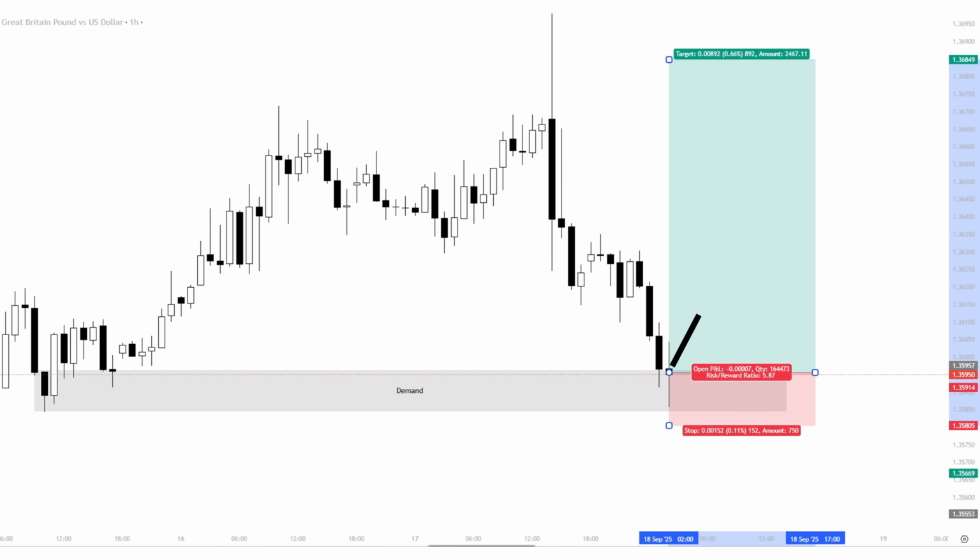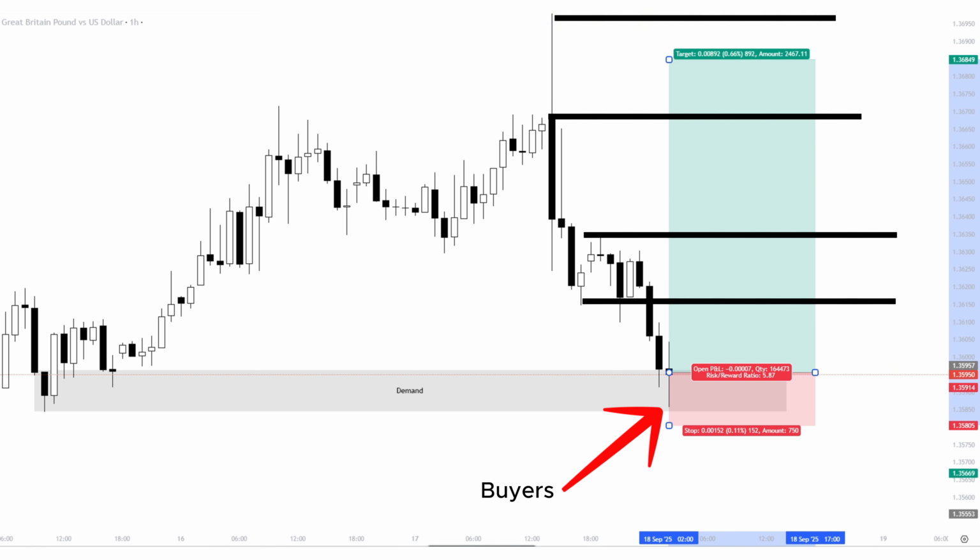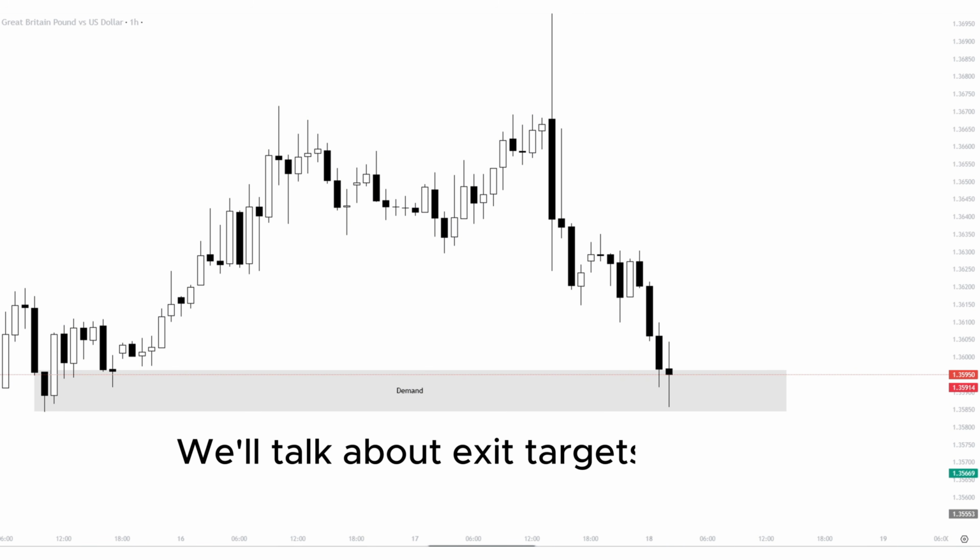Both of these actions increase buying pressure, which as expected should drag the market higher, which is why buyers from this demand look to target either some higher level, like for example a candle closure, or a potential supply zone, or even target the swing high, the highest level from the recent price action, depending on their risk tolerance and so on. But we'll talk about how to think about the exit targets later in this video.